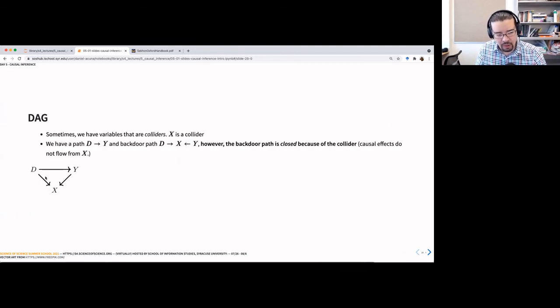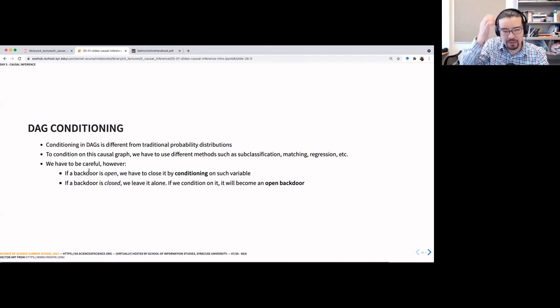If we have a backdoor that is closed, like this one, and we condition on it, if we make a mistake and say we need to control for how much the person is working, then we will make a mistake. We will actually open the door and create an influence from D to Y through X. So we have to be extra careful about what we control for. Sometimes you control for some variables and you mess up the causal structure of the data. And sometimes you don't condition on some things and you still mess it up because there is a confounding effect.